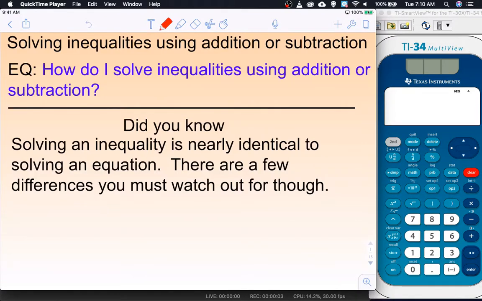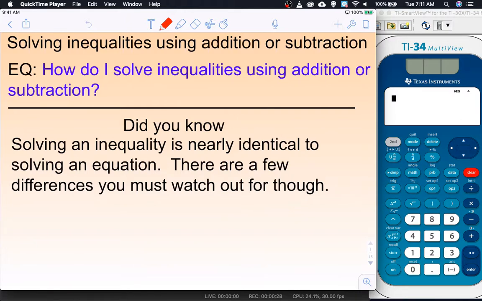Hello, and welcome to this lesson on solving inequalities using addition and subtraction. We'll be focusing solely on one-step inequalities. This is going to be a fairly easy lesson as long as you have a good background knowledge on solving equations. It should also be a fairly short lesson because once you get the idea of how to do this, the lesson's going to fly.